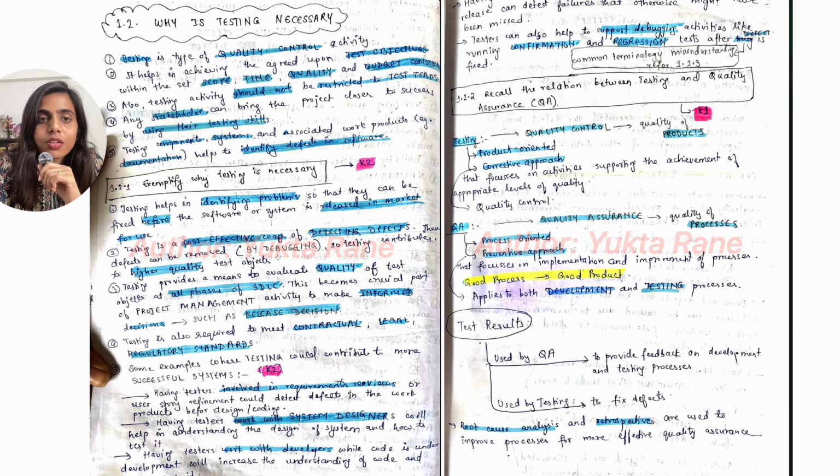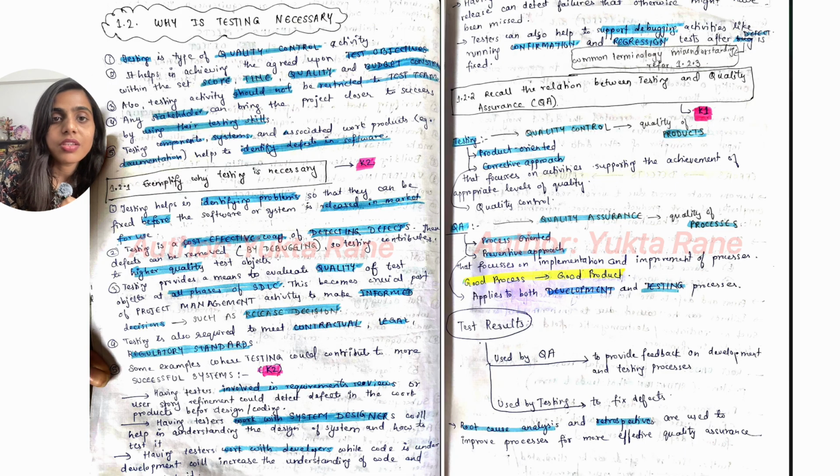Okay, so as always, I have prepared some handwritten notes. Let's go through them. I've prepared them by referring to multiple resources, so you don't have to. Testing is a type of quality control activity. Remember this word very carefully. You will get more meaning of this word once we study the next module, that is the difference between testing and quality assurance. For now, just remember that it is a quality control activity.